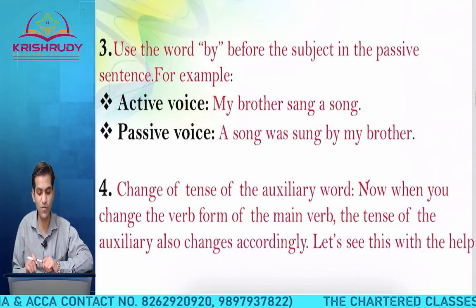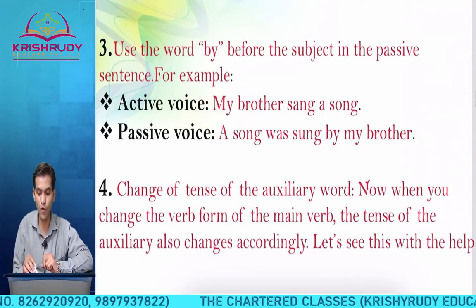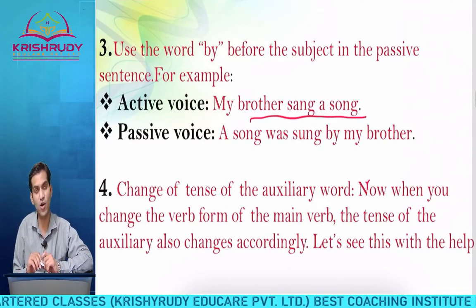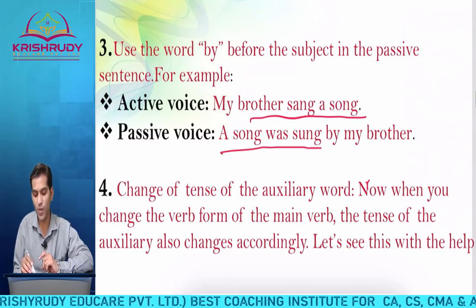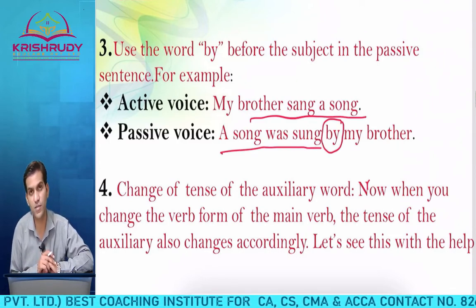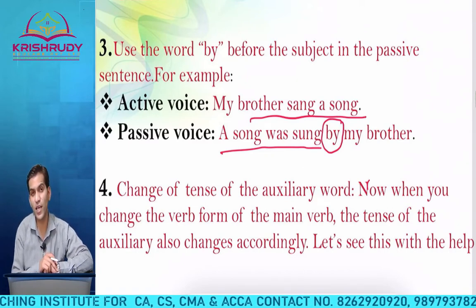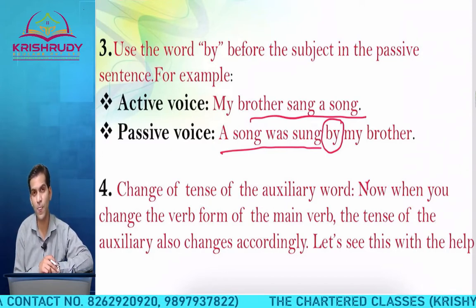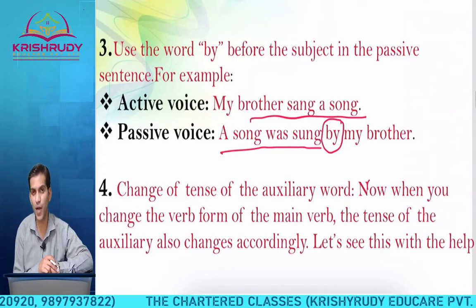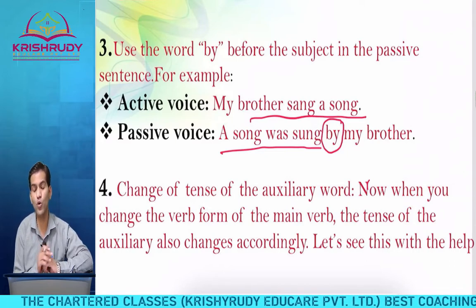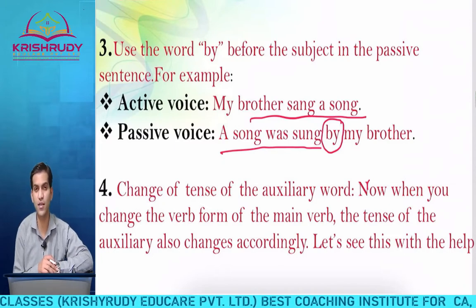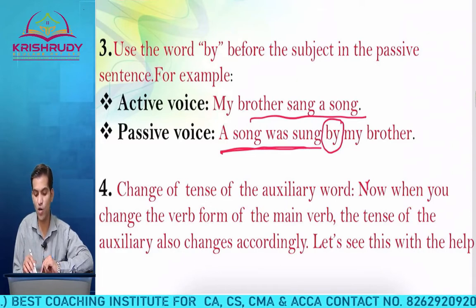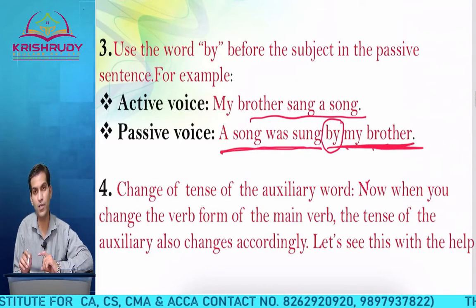Now, the third rule here: use the word "by" before the subject in a passive sentence. For example, "My brother sang a song." Passive: "A song was sung by my brother," right? So we also have to indicate in passive voice who did the work. By putting the preposition "by," we can indicate who exactly does the work in the sentence, right? So "My brother sang a song," and "A song was sung by my brother."